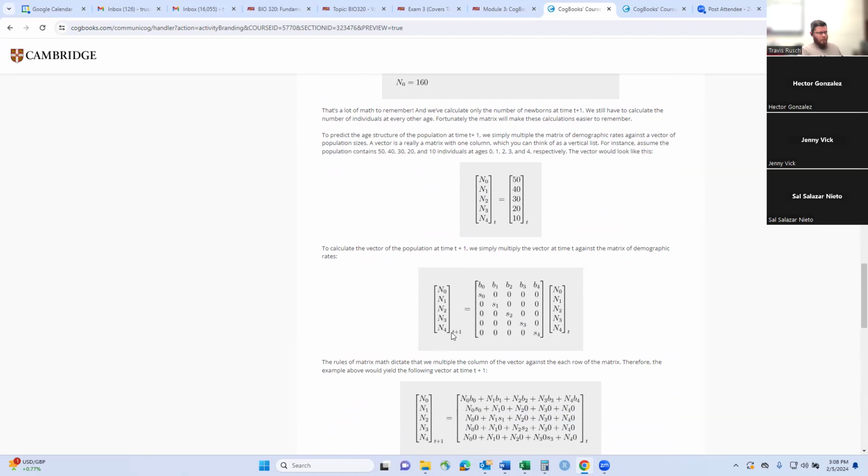So this is time t plus 1. So the next time point. It could be a month later, it could be a year later, it could be 10 years later. Most of the examples use 1 year to the next, for one generation to the next, potentially. And we want to find these values. So the new n of 0, so the newborns, the 1-year-olds that survive, 2-year-olds, 3-year-olds, and those that survive to 4 years.